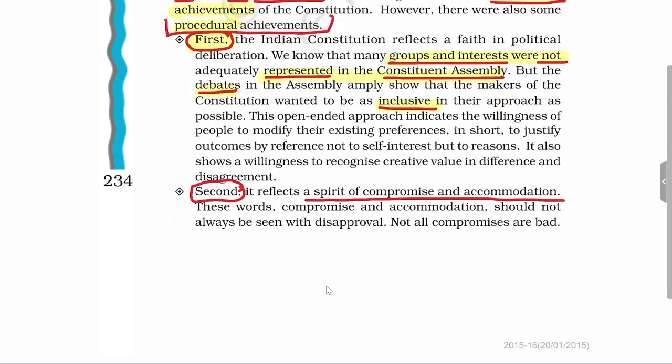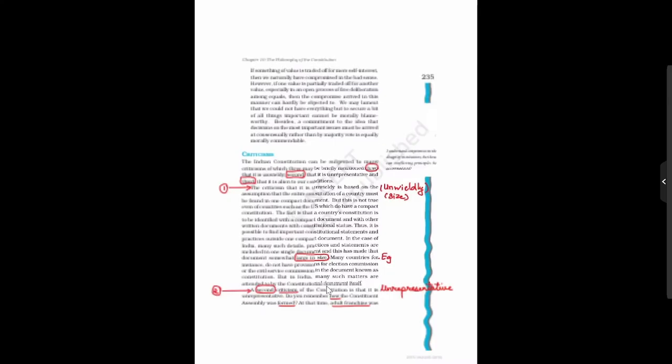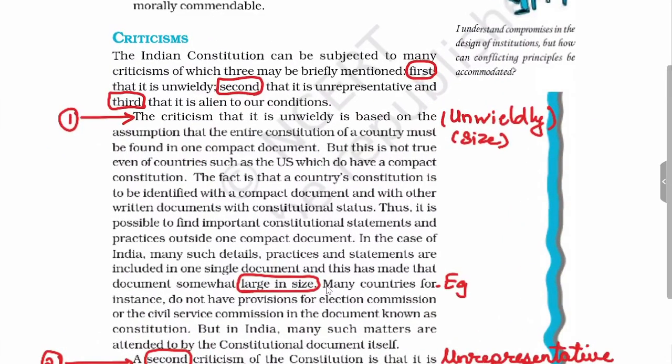Second, that the spirit of compromise and accommodation is there. So this is also another achievement, not substantive, but a procedural achievement. So these are some of the achievements. After having seen these, now we'll see the criticisms.